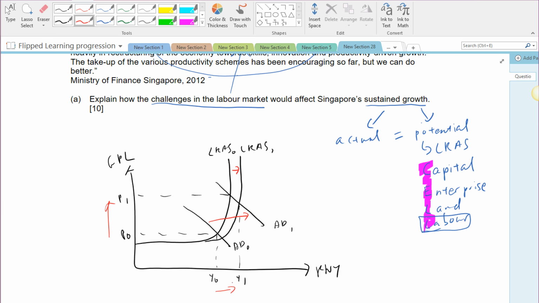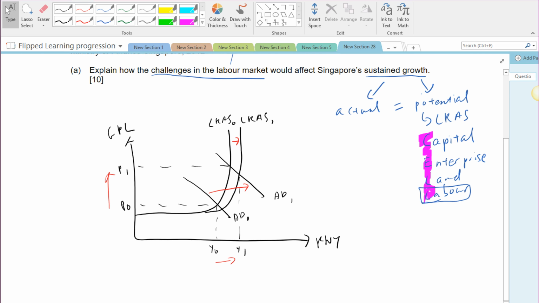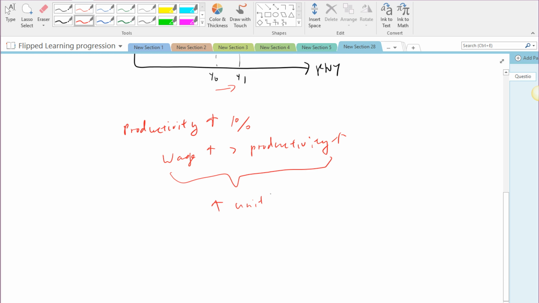Another possible point for this will be based on actual growth, but it's based on the SRAS. Given that productivity has only increased by 1%, chances are your wage increase might outstrip your productivity increase. When that happens, this will lead to an increase in unit cost of production. Now we're talking about likelihood here, and actually if you know the context, this is happening, especially with things like the restriction of foreign worker growth rate in Singapore.